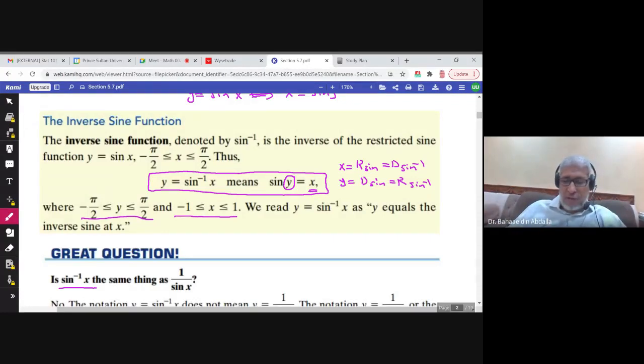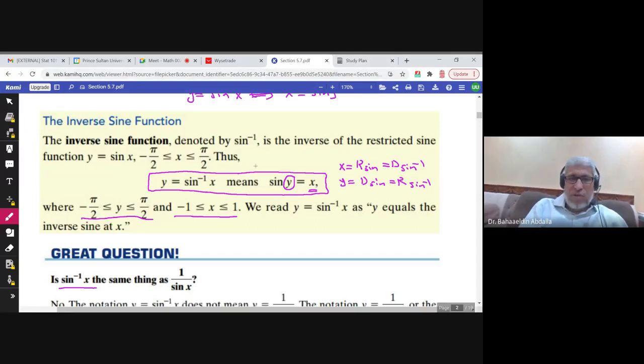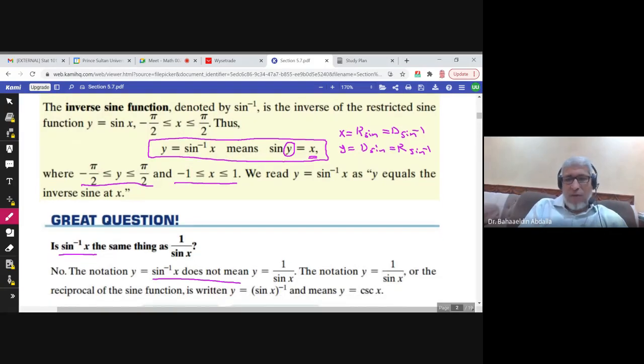This is section 5.7 and it's about inverse trigonometric functions. We mentioned in the previous lecture the definition of the inverse sine function. And we said that y equals sine inverse x if and only if sine y is x, where x is the output of sine, so it's from -1 to 1.